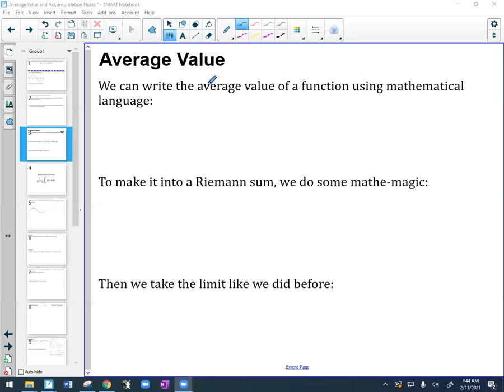So the average of a bunch of things is you add them up and divide by the number of things you added. So for the average value of a function, I'm going to add a bunch of function values and divide by the number of function values I added. I add up 20 values, I got to divide by 20.